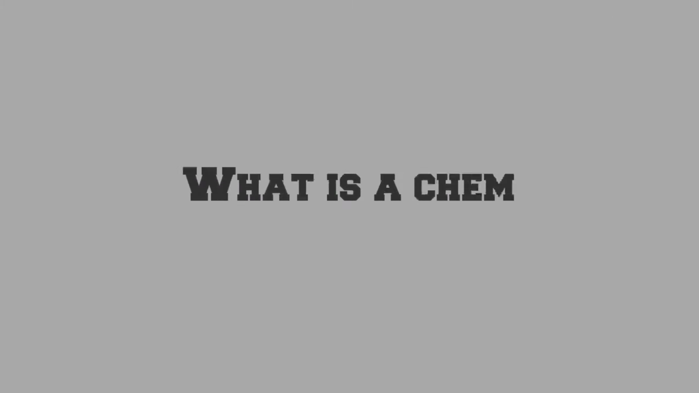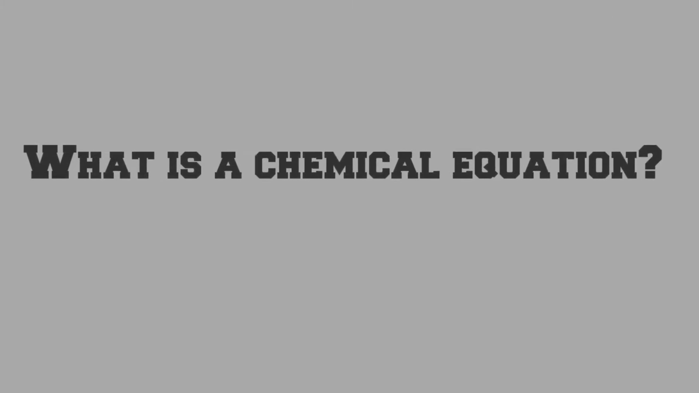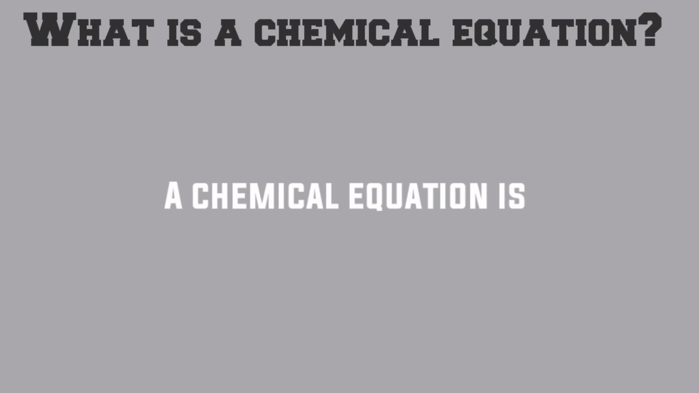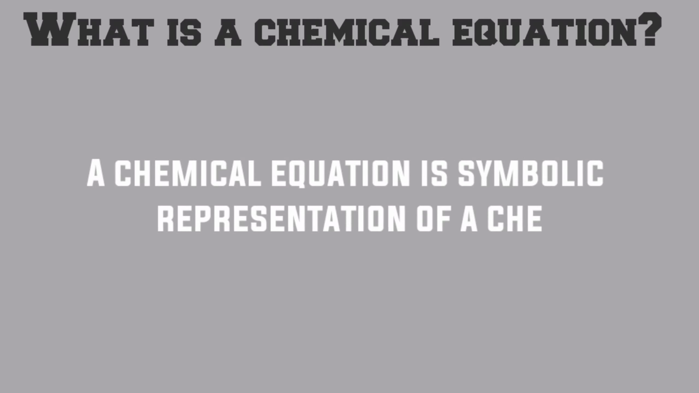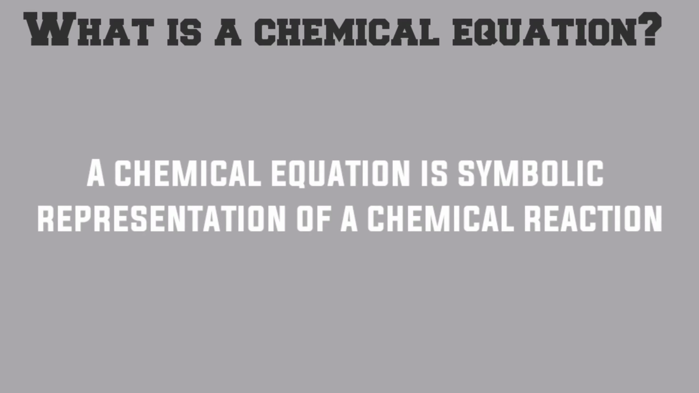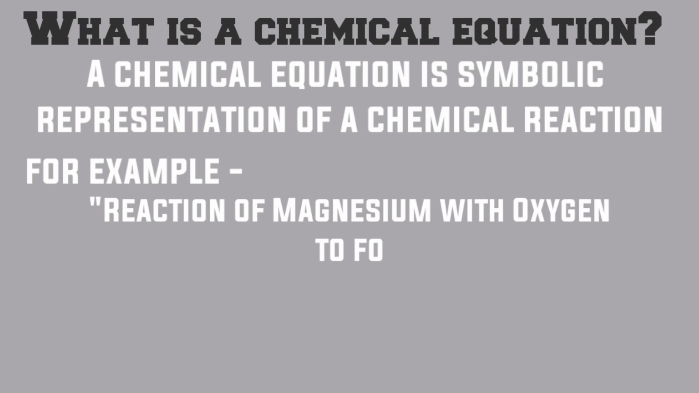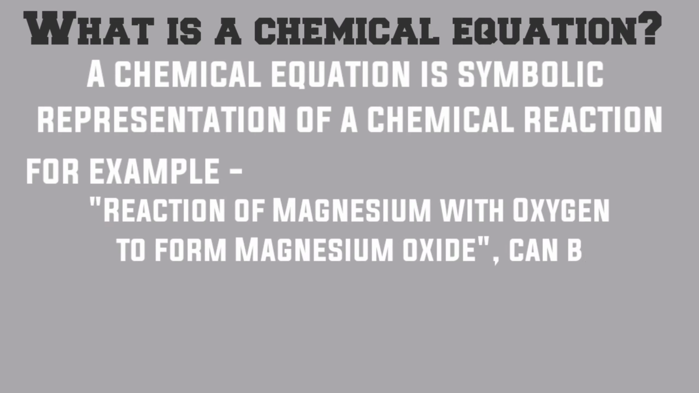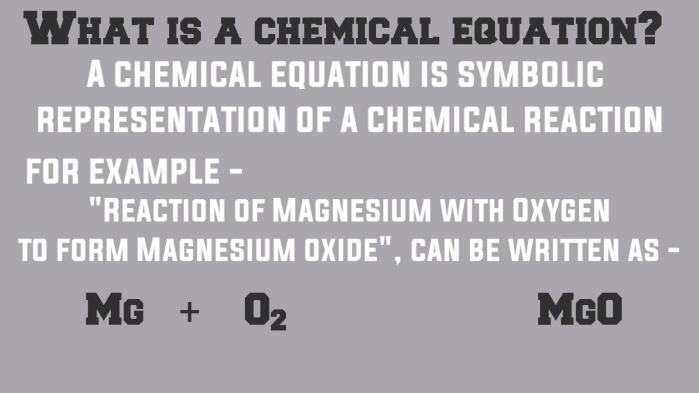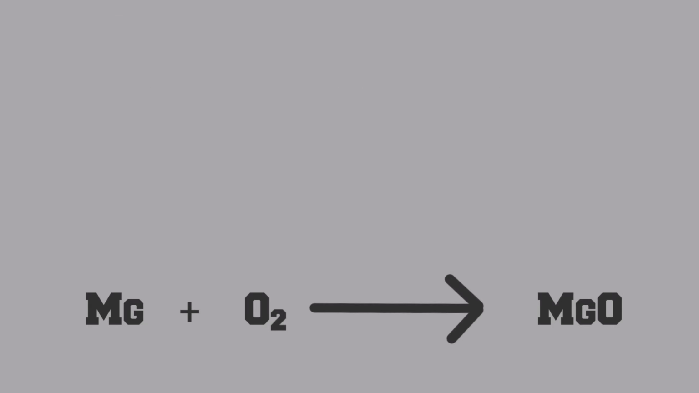So what is a chemical equation? It is easy. A chemical equation is a symbolic representation of a chemical reaction. We are going to understand it in a better way with the help of an example. For example, the reaction of magnesium with oxygen to form magnesium oxide can be written as Mg plus O2 after reaction becomes MgO, magnesium oxide. And this is how the chemical equation of any chemical reaction is written.